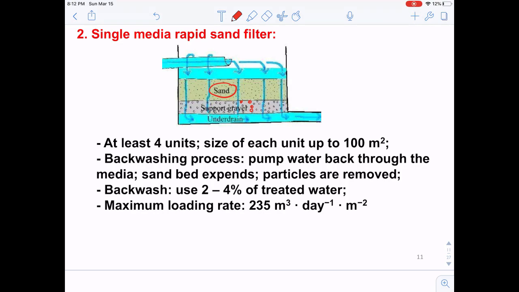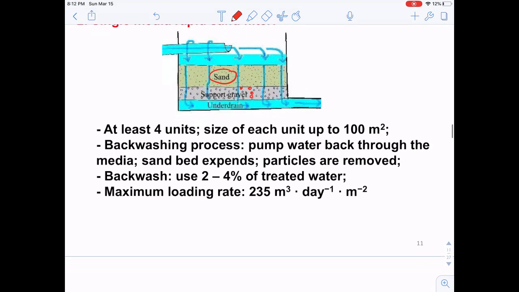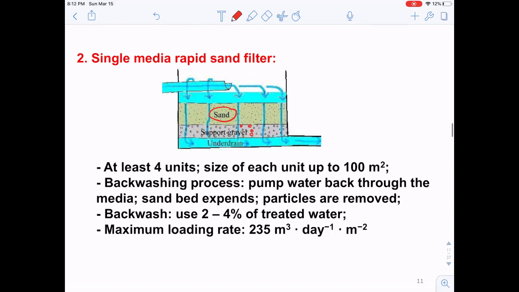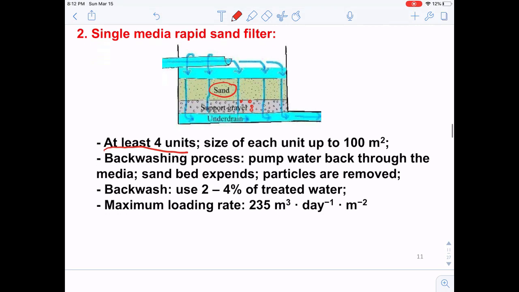So it's just the sand that's used as a filter in this single media rapid sand filter. As we have introduced earlier, typically when we construct the filtration system, we need to build multiples of them. That's why for these single media rapid filters, we'll build at least 4 units. The size of each unit can take up a surface area of up to 100 square meters.